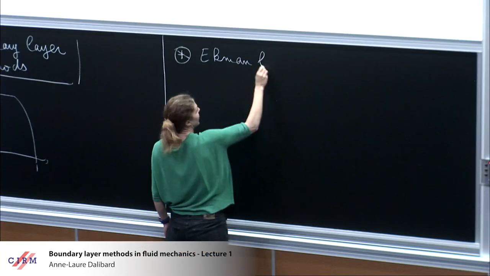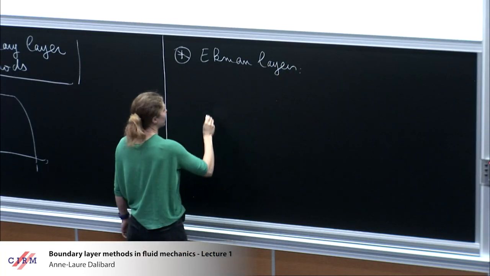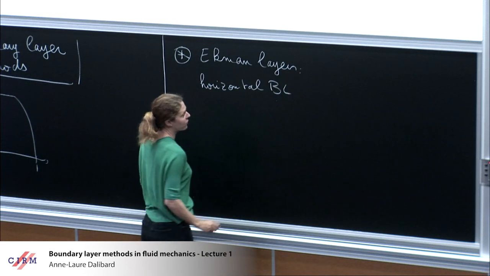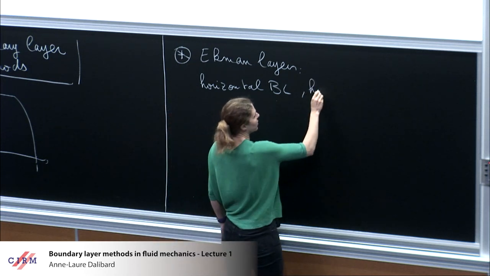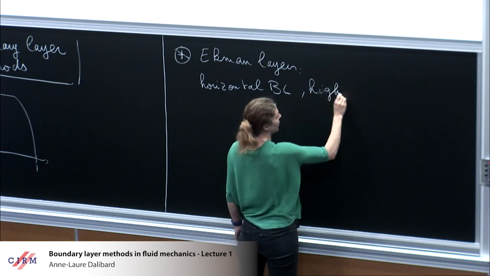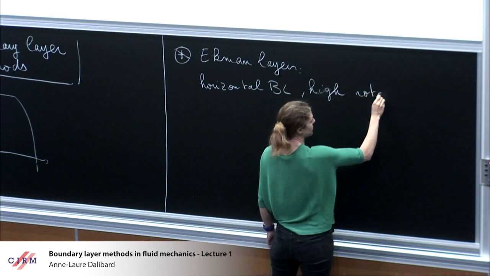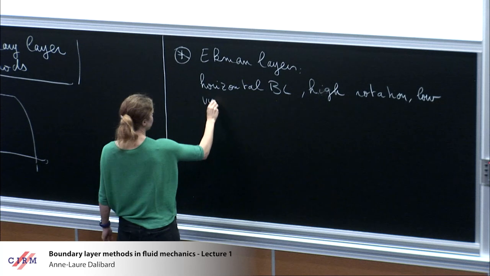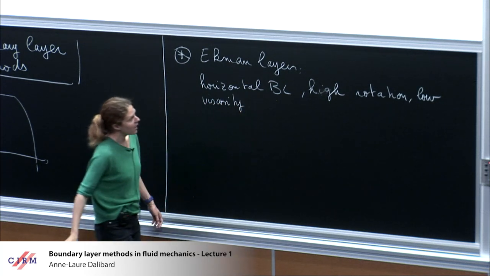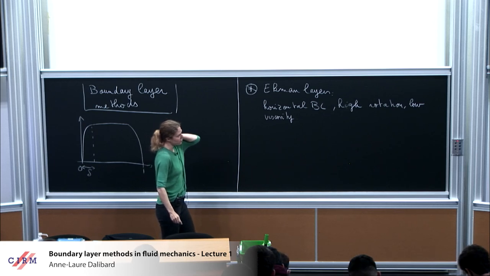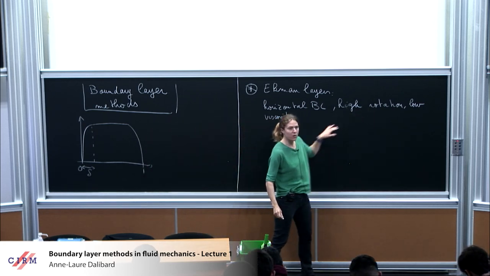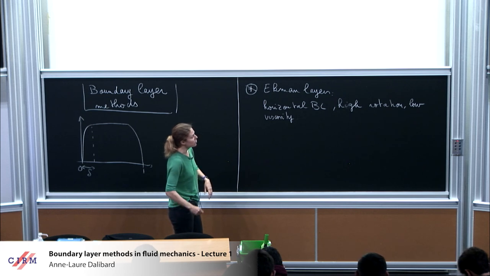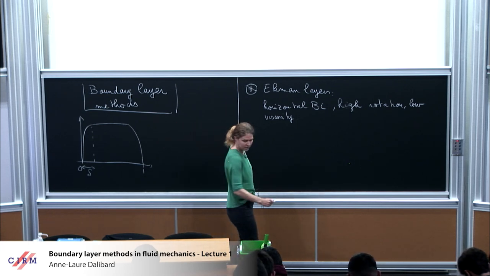Ekman layers are horizontal boundary layers that are formed in a fluid which is incompressible and in the limit of high rotation and low viscosity. The role of the boundary layer is to balance the rotation with the dissipation forces coming from the viscosity. When you look for pictures on, say, Wikipedia, you find the following kind of picture.